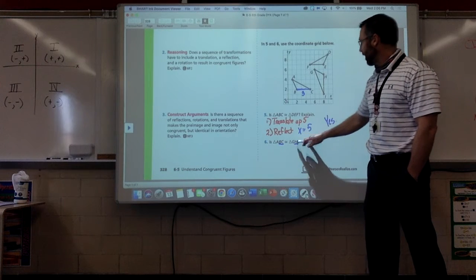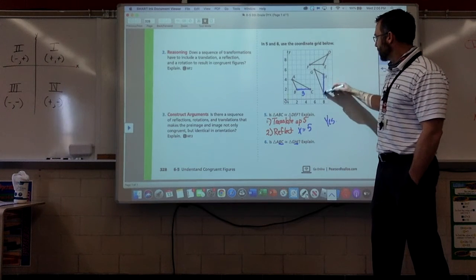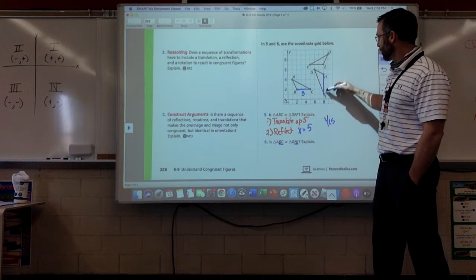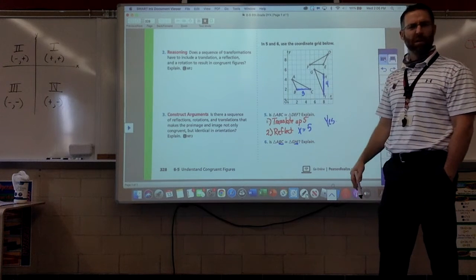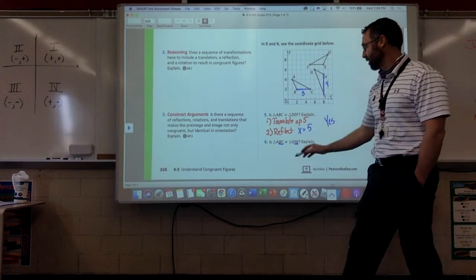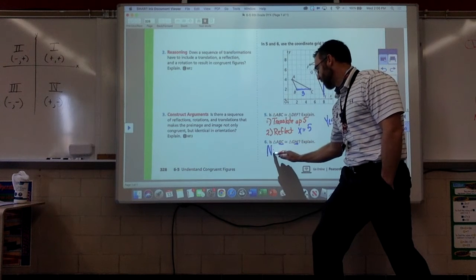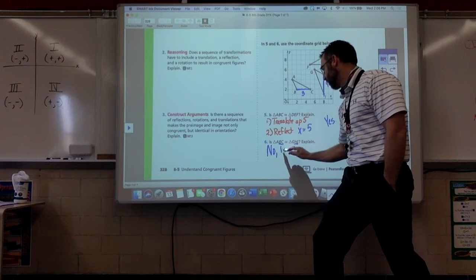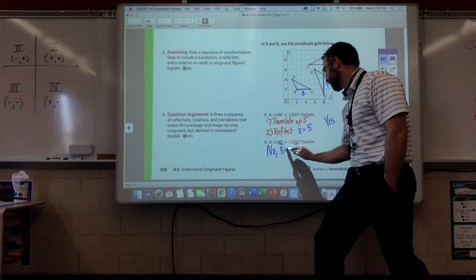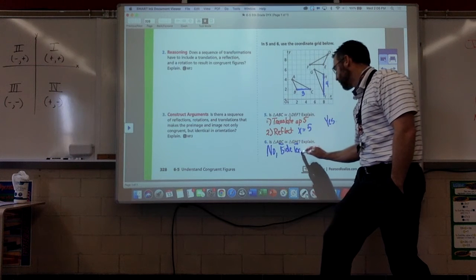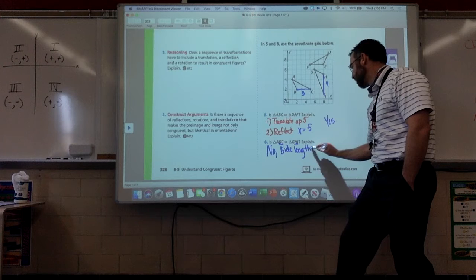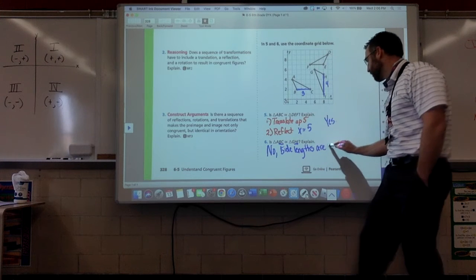BC, HI. HI. Well, this is 1, 2, 3, 4. That sure doesn't look like it's congruent. No. Why not? Side lengths are different.